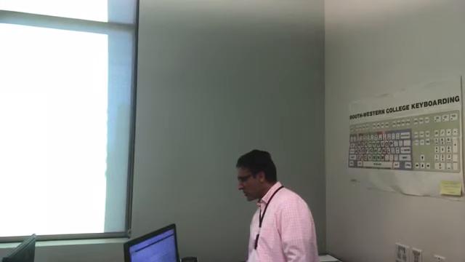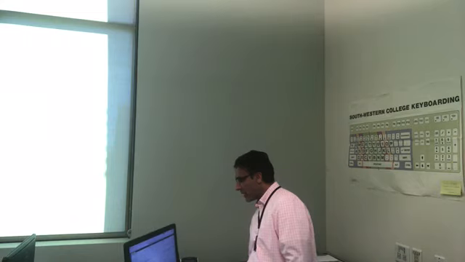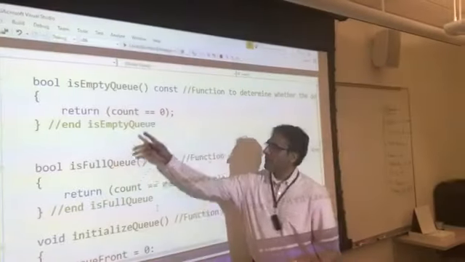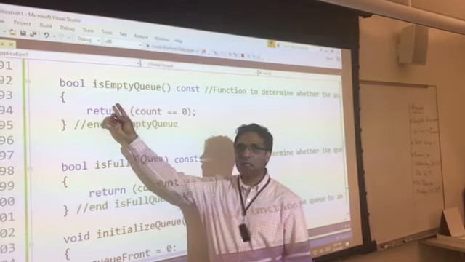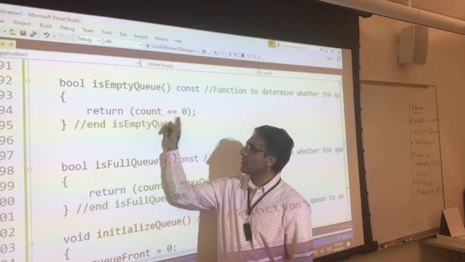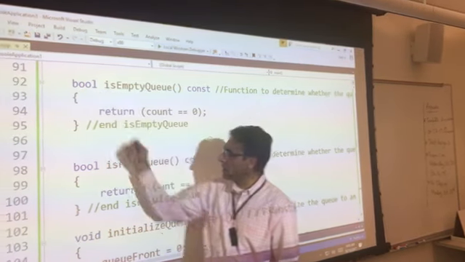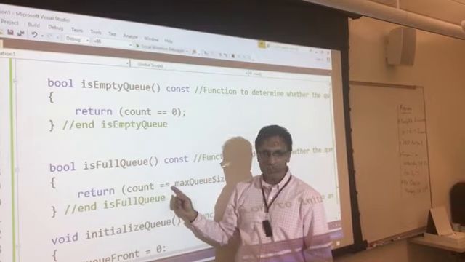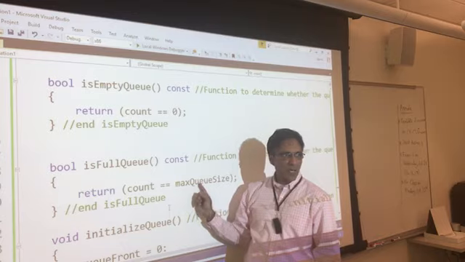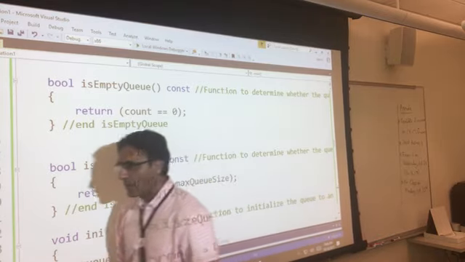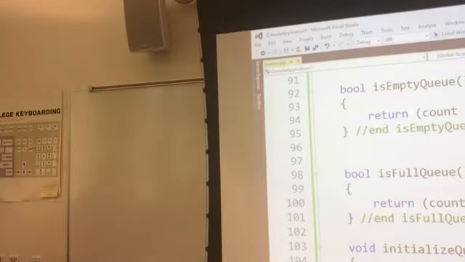Before I show you the constructors and destructors, I would like to highlight a couple of things. I'm going to move on and show you a couple of things very quickly. So we are done with these 2-3 methods in a few seconds. Here's my empty method, is empty queue. I think I can capture it here. So check if count equals 0, return true or false. If the queue is full, return by checking if count equals maximum size, then return true or false.